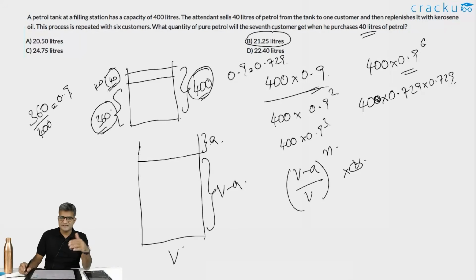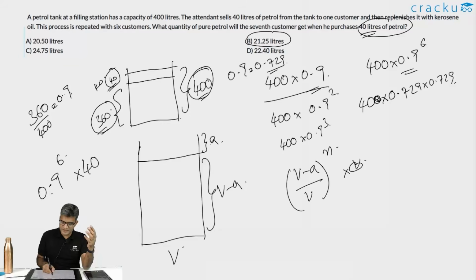So after the sixth person goes, after the sixth customer goes, the fraction of petrol remaining will be 0.9 whole to the power 6. Now when the seventh customer comes, he is going to purchase 40 liters of petrol. So the actual petrol that he is going to get is 0.9 whole to the power 6 into 40. Like I mentioned earlier, 0.9 whole cube is 0.729. You can either use a calculator or you can just multiply 0.729 into 0.729 into 40 and you will get the answer as 21.25.